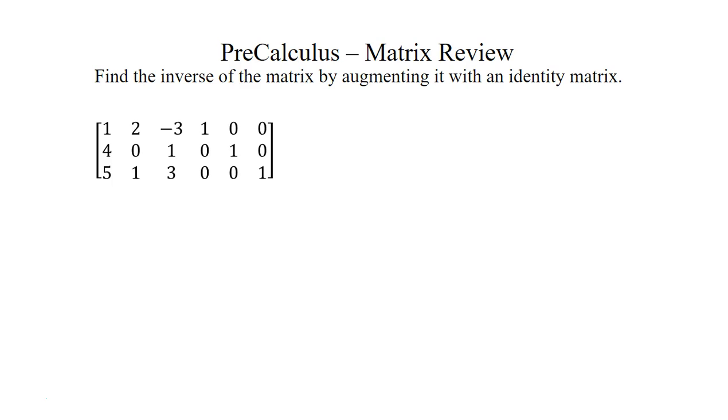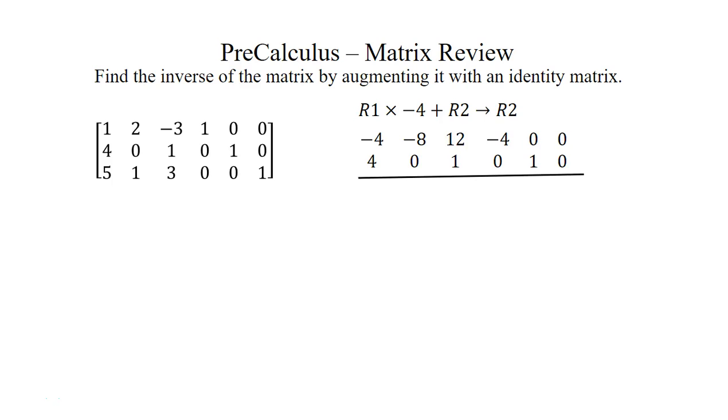Next, we're going to find the inverse of a 3 by 3 matrix, and I've augmented it with a 3 by 3 identity matrix. So the original would be just the 3 columns. We're going to do row operations to solve this. So we're going to take row 1 and multiply it by negative 4 and add that to row 2. And we're going to put our answer back into row 2. So that eliminates the 4 in the second row.